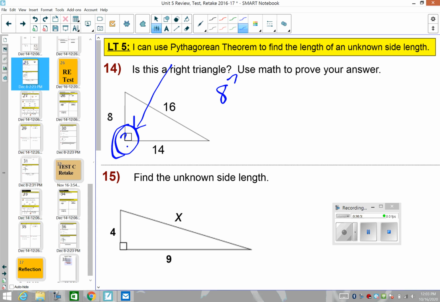So is it true that 8 squared plus 14 squared is equal to 16 squared? True or false? So it's just, does the left side equal the right side on the Pythagorean theorem? So 8 squared plus 14 squared, that's 260.